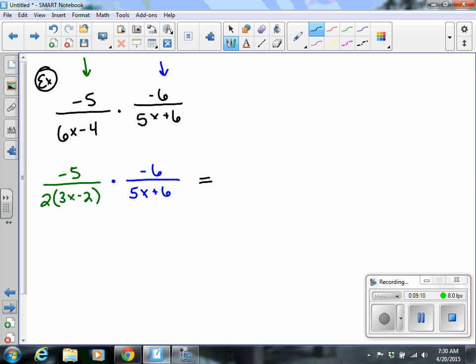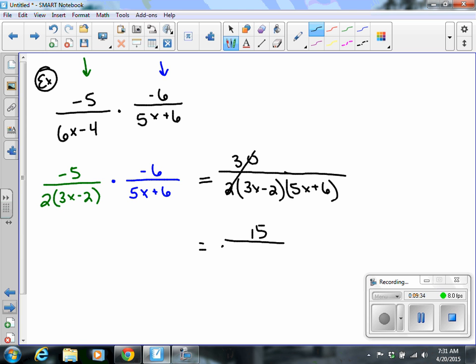I'm now going to go ahead and multiply straight across. I have 30 on top. Then I have 2 times 3x minus 2 times 5x plus 6. So I can reduce that 30 over 2 to 15 over 3x minus 2 times 5x plus 6. Final answer.